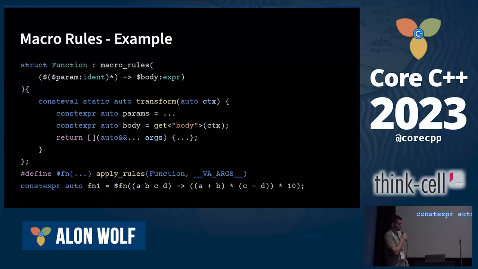This is how you can use the library. You create a struct that inherits from a macro rules pattern. In this example, it is a list of parameters followed by an arrow and then an expression. Then you need to define a transform function that takes the result of matching our input string and the pattern and transforms it into some compile-time value, which in this case is a lambda.